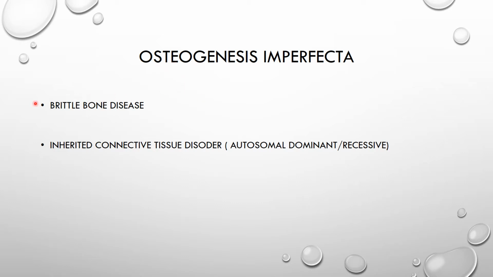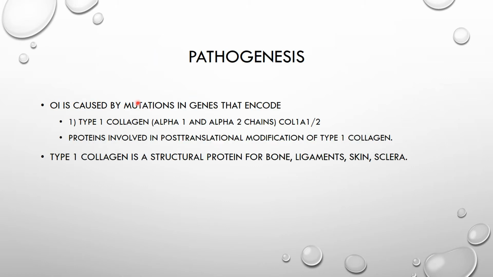Okay, we're just going to talk about this diagnosis of osteogenesis imperfecta. It's also called brittle bone disease, and it's an inherited connective tissue disorder. It can be autosomal dominant or recessive, so there are different types. Osteogenesis imperfecta is caused by mutations in genes that encode type 1 collagen, which is the alpha 1 and alpha 2 chains, or the proteins involved in the post-translational modification of type 1 collagen. So it could be the type 1 collagen itself or the proteins involved with the post-translational modification of type 1 collagen.